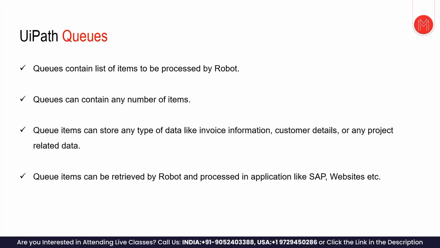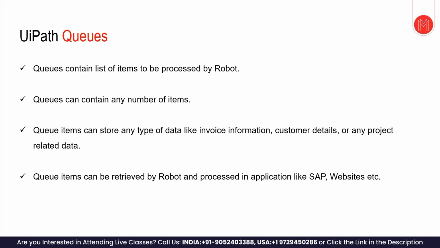The queues can contain any number of items. It is not that it can contain only one item or only two items. It can contain any number of items. It can have 100 items. For example, if there are 100 rows to be processed, you can have 100 items in the queue. The robot will do the operation one by one. It is going to pick up the items one by one and do the process.